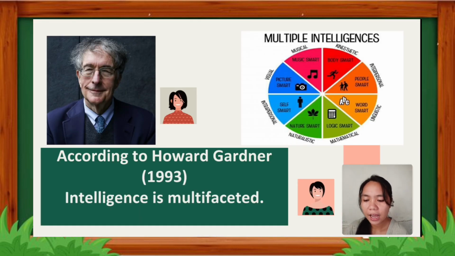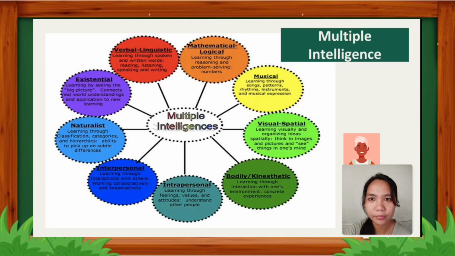Next, there is also another way to look into giftedness, which was conceptualized by Howard Gardner. According to him, intelligence is a multifaceted concept comprised of 9 distinct intellectual modalities. Later on, we're going to discuss those 9 intelligences. So these are the 9 intelligences defined by Howard Gardner.